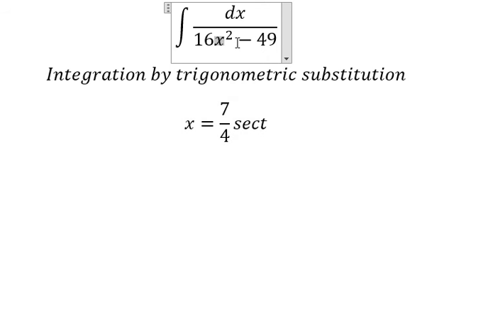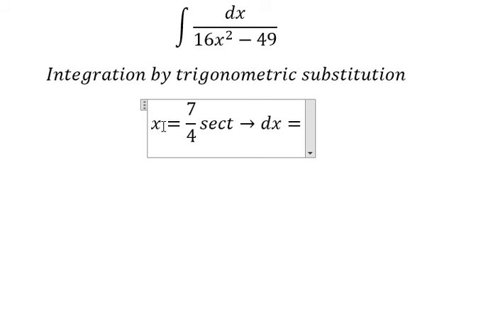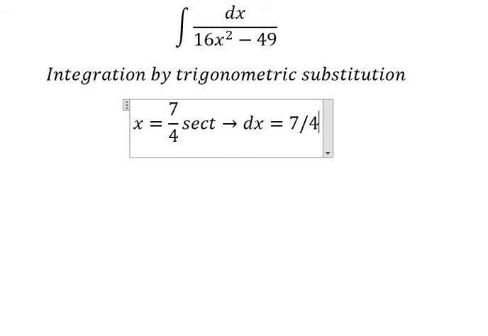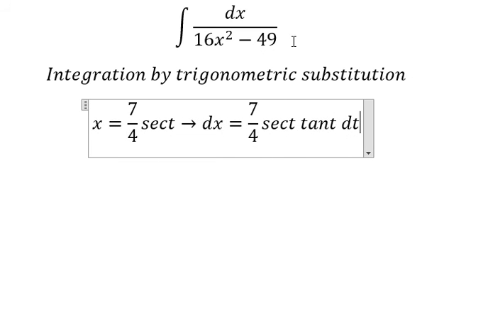Secant squared of t minus 1, we change to tan squared t, and later we simplify by dx. After simplifying the 16 and factorizing the 49, now we need to take the first derivative of both sides, and we have 7 over 4 secant of t tan t dt.